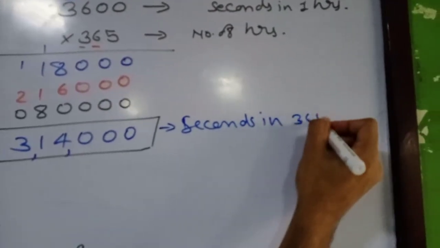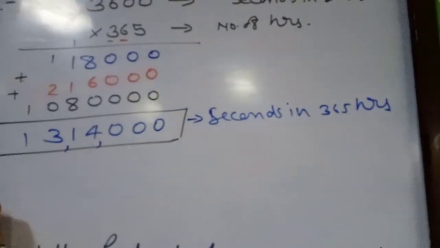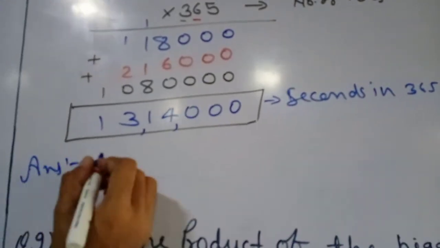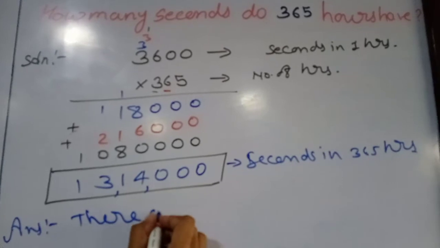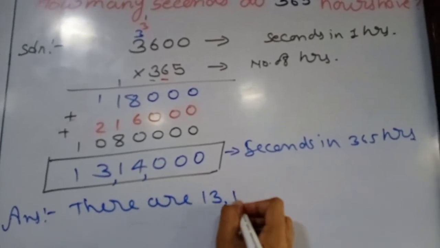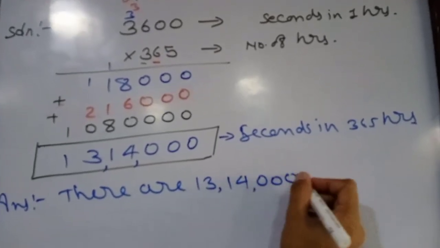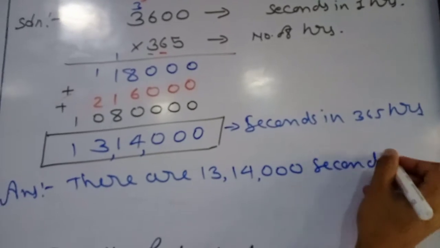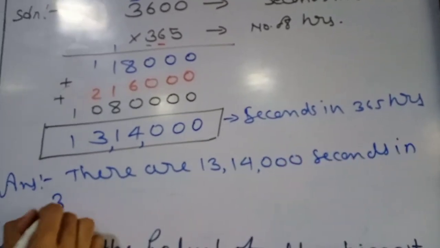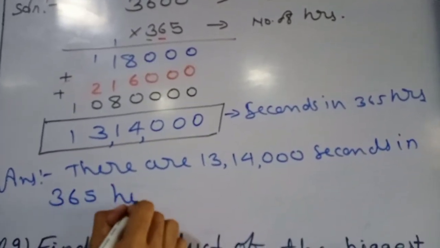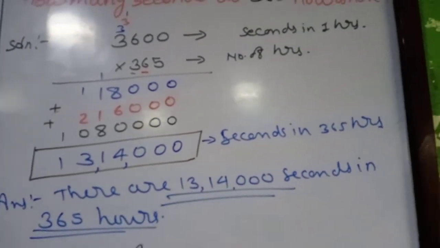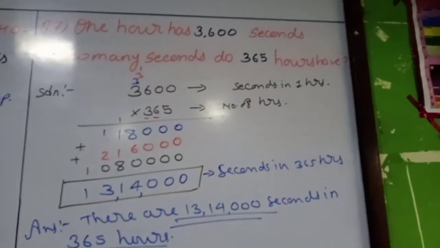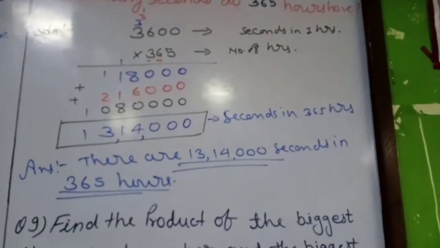in 365 hours. So therefore the answer we have to write: there are 13,14,000 seconds in 365 hours. So this way we have to conclude our answer. We have one more sum.